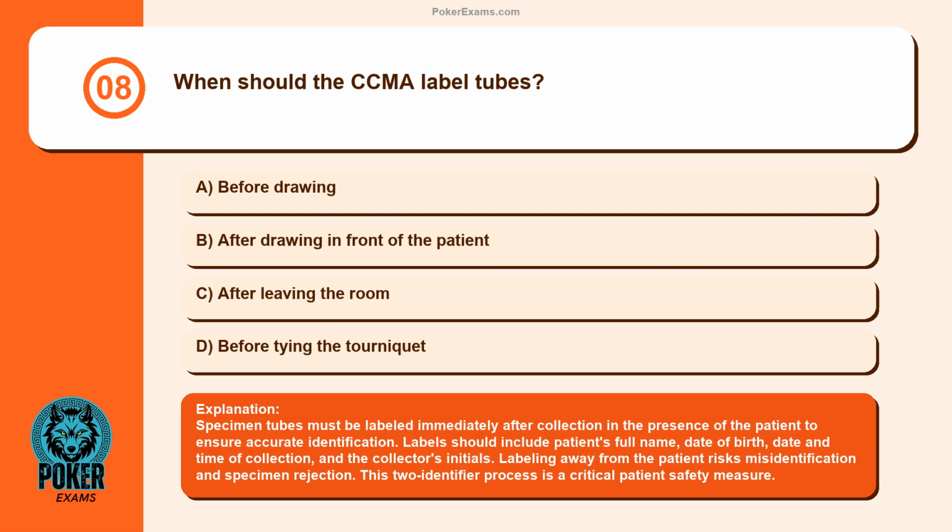Specimen tubes must be labeled immediately after collection in the presence of the patient to ensure accurate identification. Labels should include patient's full name, date of birth, date and time of collection, and the collector's initials. Labeling away from the patient risks misidentification and specimen rejection. This two-identifier process is a critical patient safety measure.